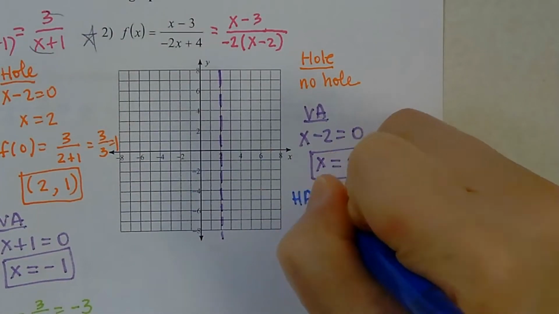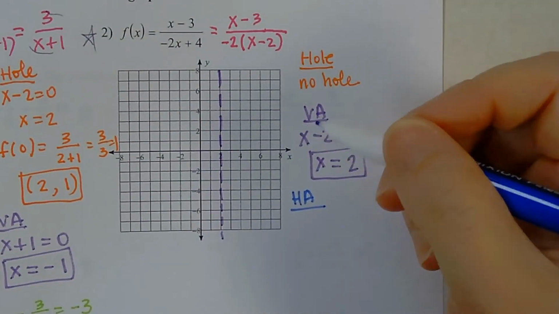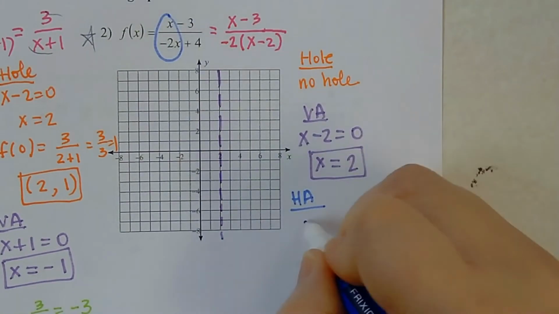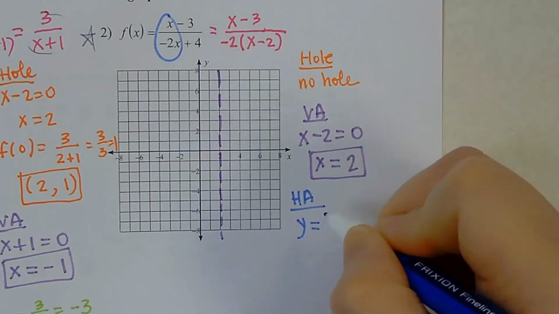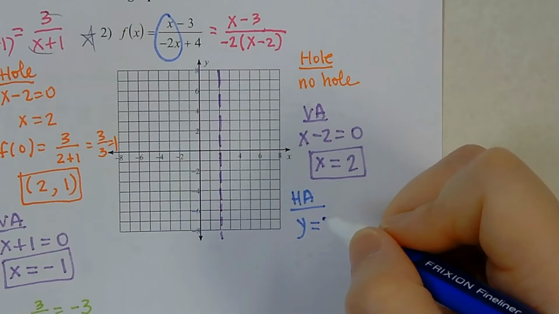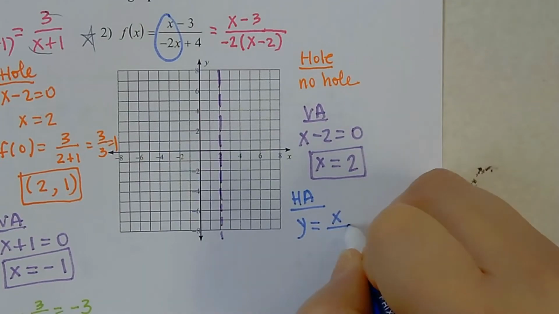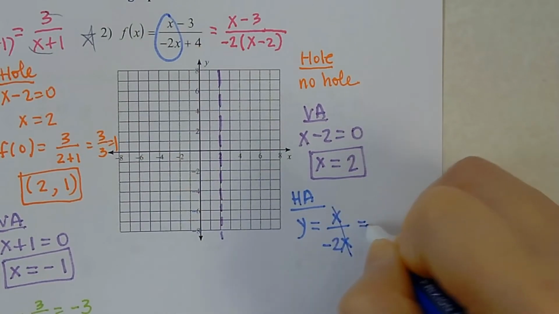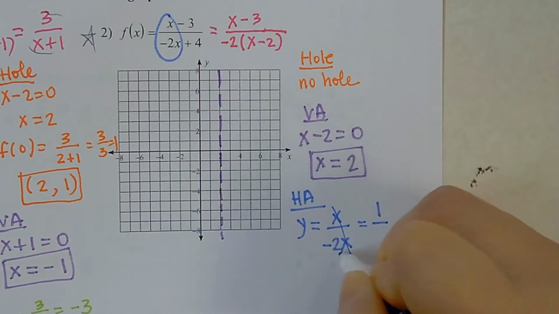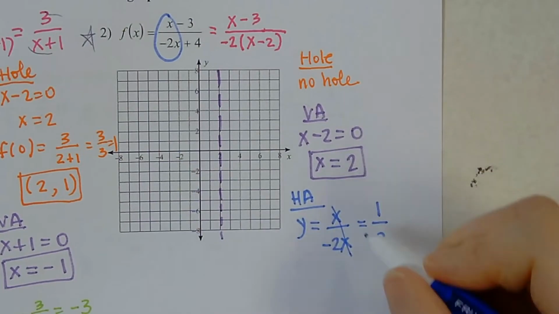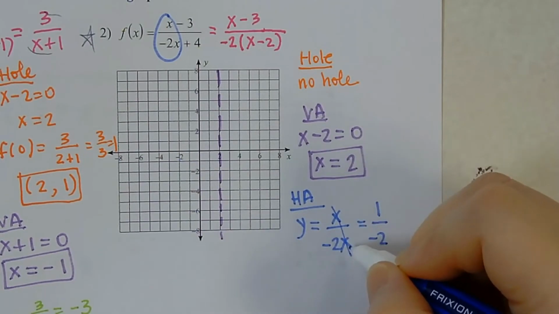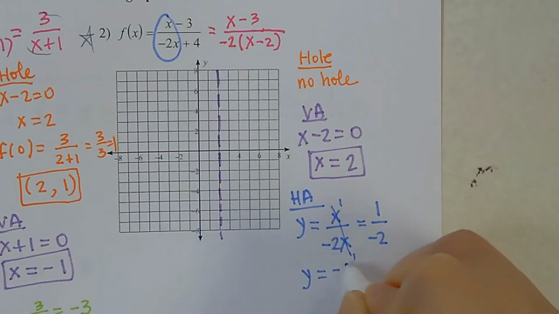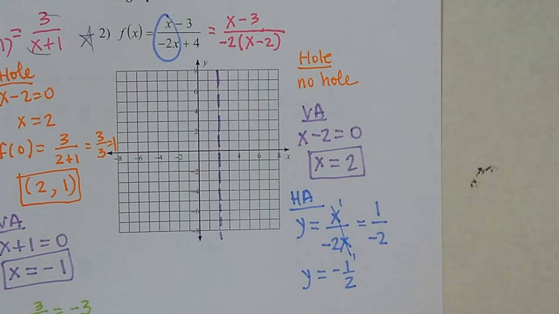So horizontal asymptote, remember we're using the first 2 terms, because those are the ones that get affected when x gets really, really large, that is the big influence right there. X divided by negative 2x. I can cancel out the x's, and what do I have left? It's just 1 over negative 2. Remember that x divided by x is 1, so that's why these are just 1s.